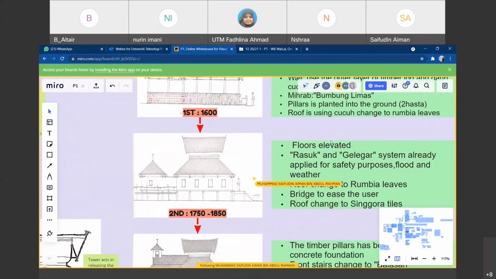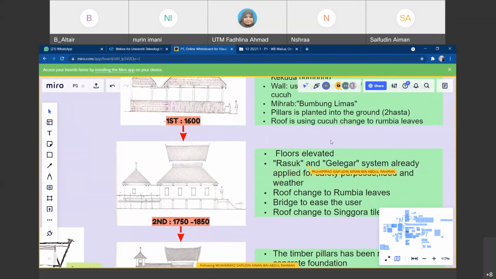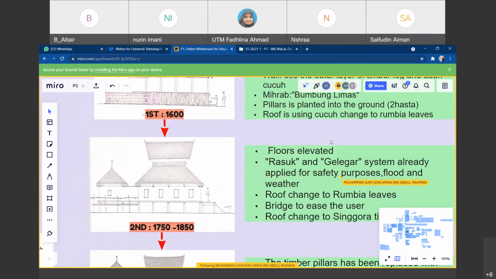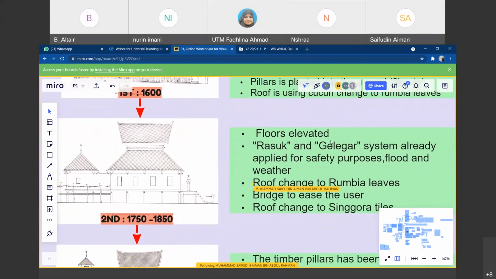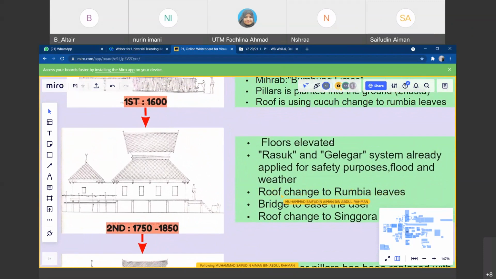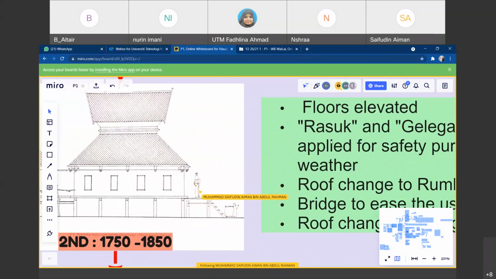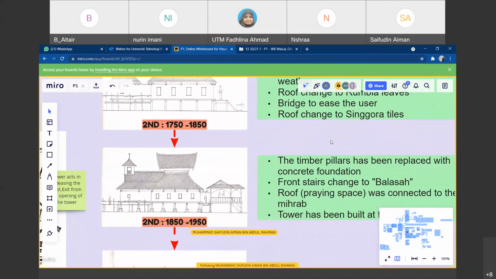As you can see here, before this, the floor was on the ground, now it is elevated. And a gutter system was already applied for safety purposes and flood. Third, the roof is changed. Sorry, this one cancel. The roof changed to single roof tiles, and we also have a bridge, as you can see here. A small bridge, like a T. So the third renovation will be around 1850 to 1950.